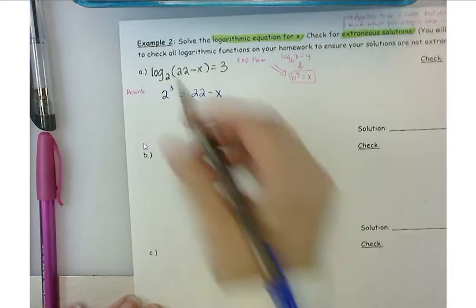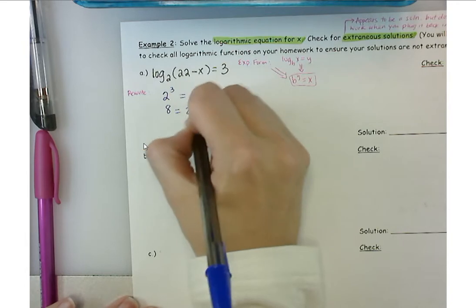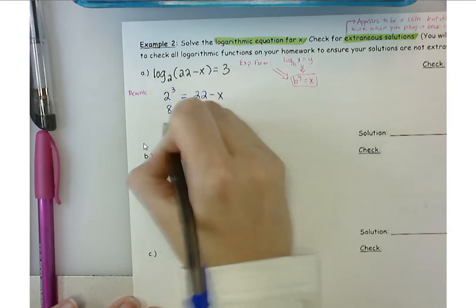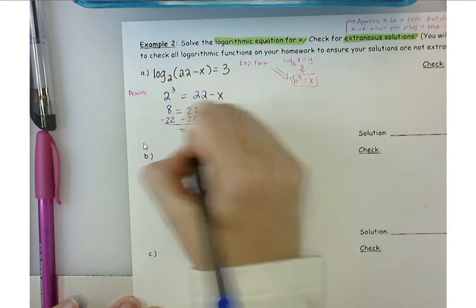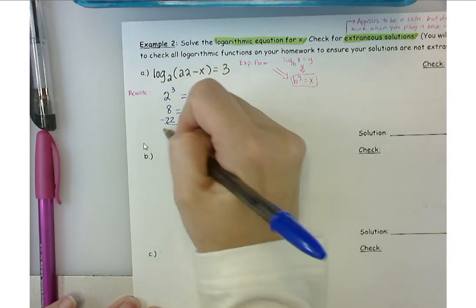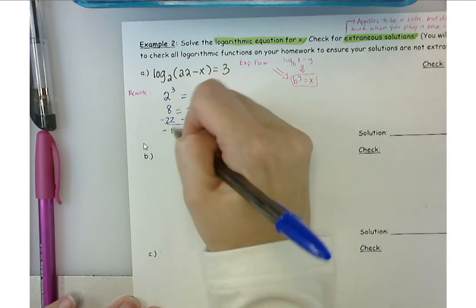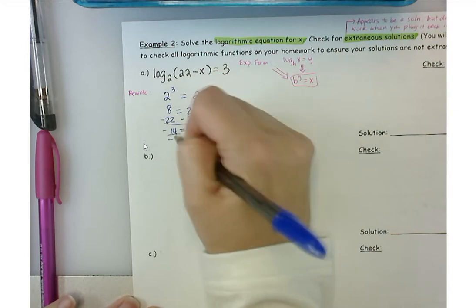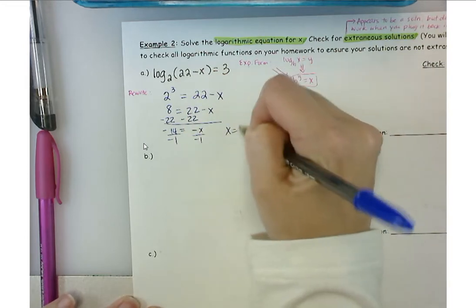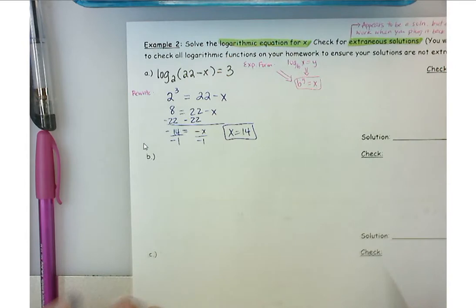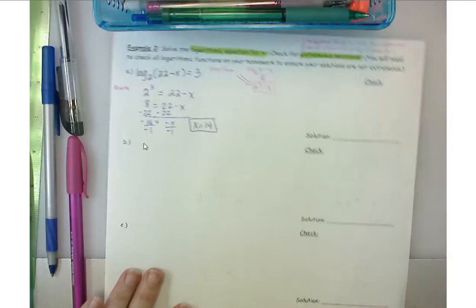All right, so now you can solve. So you have 8 equals 22 minus x. Subtract 22. What's 8 minus 22? 14. Wait, negative 14. So then we're going to divide by negative 1. Okay, so now we are going to check to make sure it is not extraneous.